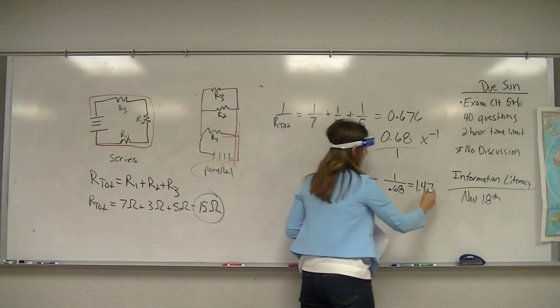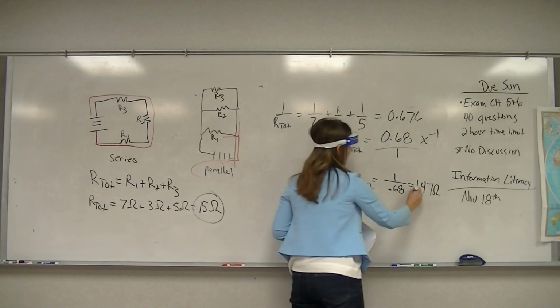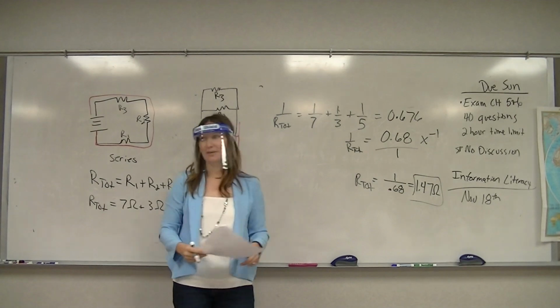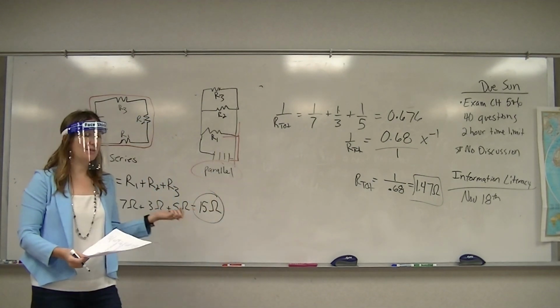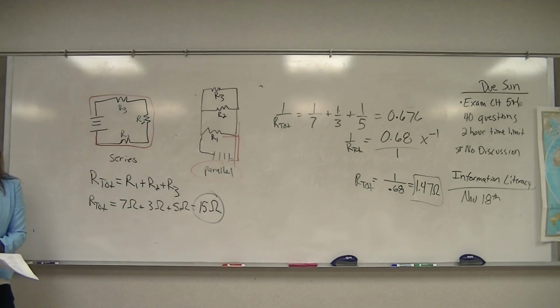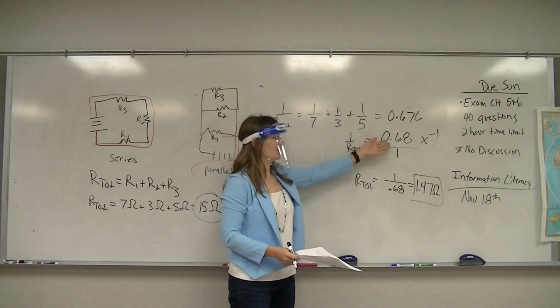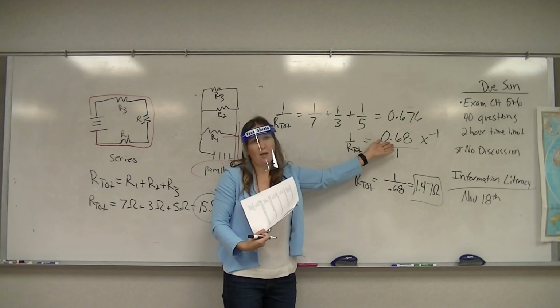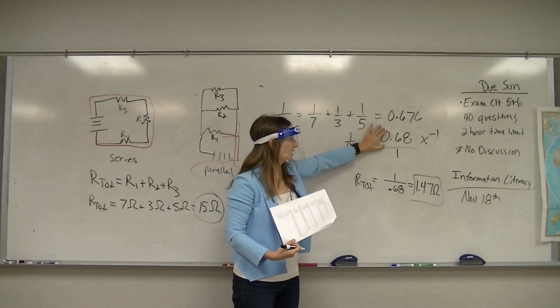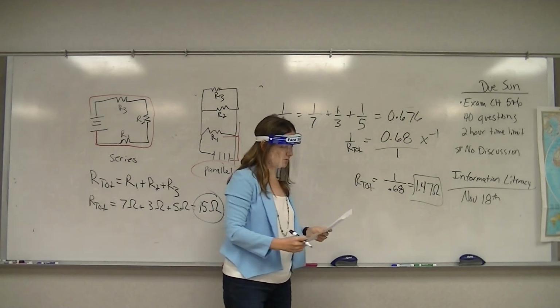It should be 1.47, is that correct? Yes. So the actual answer is B. This is the most common one I see students get wrong, just because their initial calculation gives them an answer that they see and they just stop. But you're not done yet. You need to flip that fraction, do the inverse.